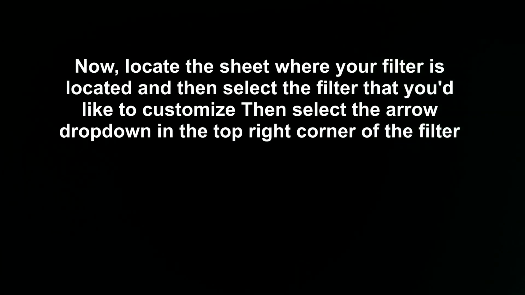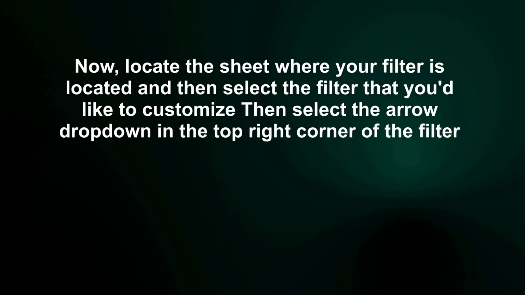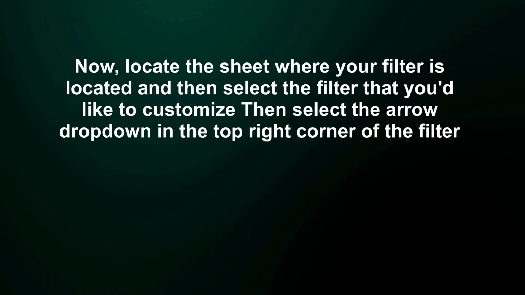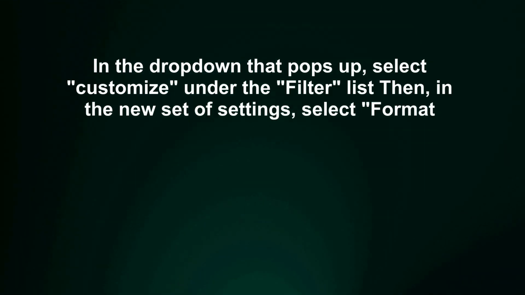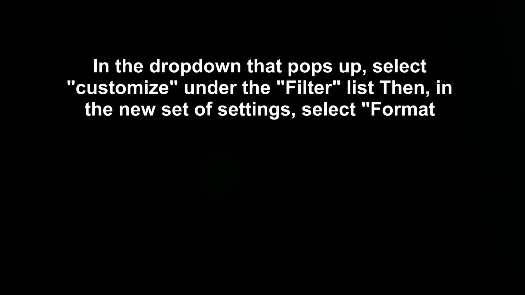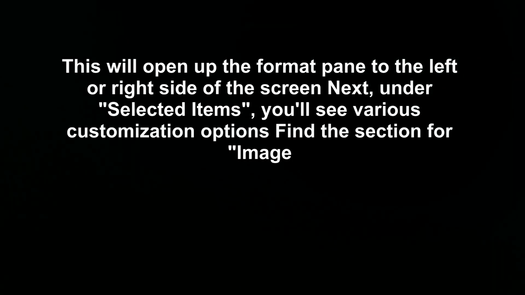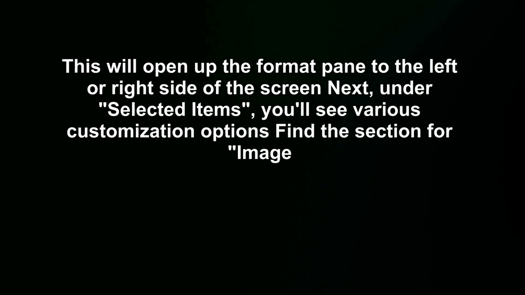Now, locate the sheet where your filter is located and then select the filter that you'd like to customize. Then select the arrow dropdown in the top right corner of the filter. In the dropdown that pops up, select Customize under the filter list. Then, in the new set of settings, select Format. This will open up the Format pane to the left or right side of the screen.